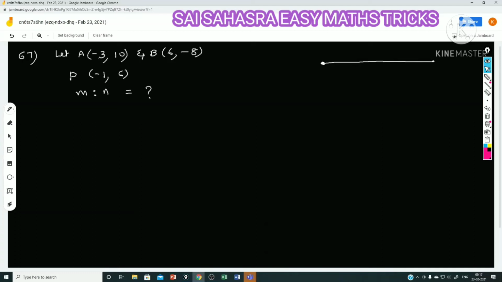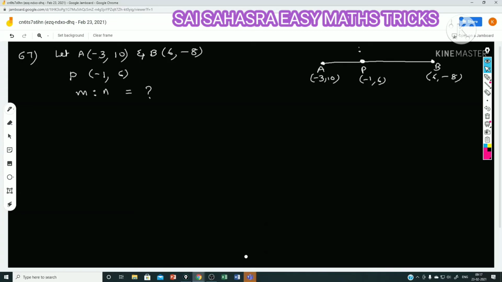So the line segment joining these two points, point A and point B. So minus 3 comma 10. Next point is 6 comma minus 8. So divided by one point, that point is minus 1 comma 6. They are asking us to find out the ratio. That ratio only they are asking us to find.